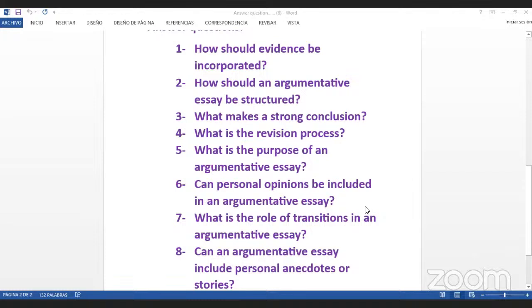And number 8, can an argumentative essay include personal anecdotes or stories? Yes. An argumentative essay can include personal anecdotes or stories if they are relevant and support the main argument being presented. However, it is important to remember that the focus should remain on evidence-based arguments and logical reasoning rather than relying on personal experiences. Okay?